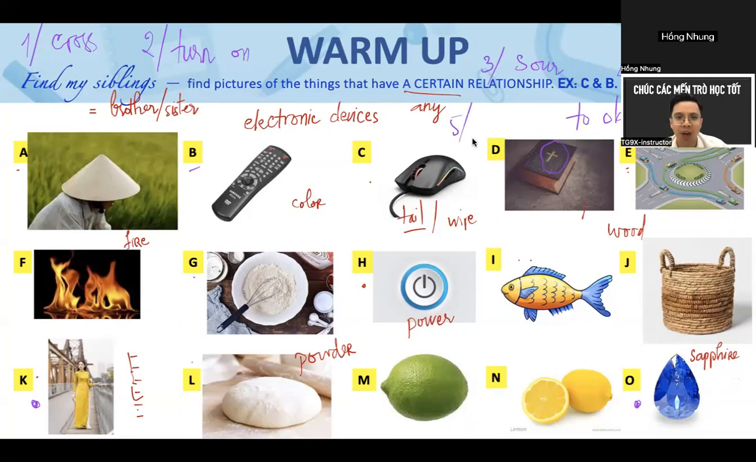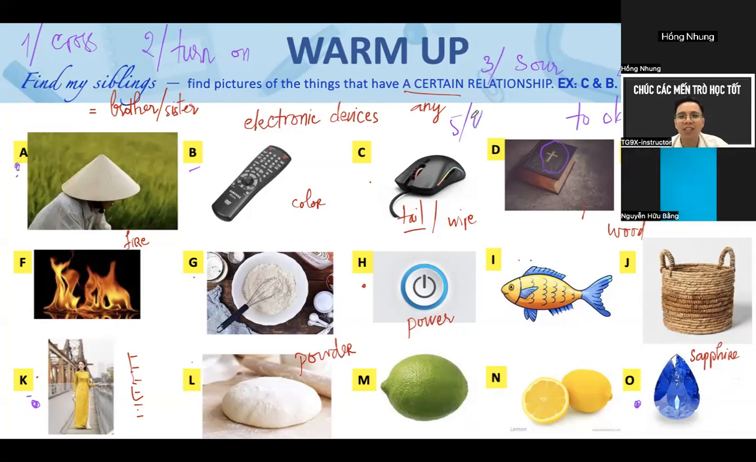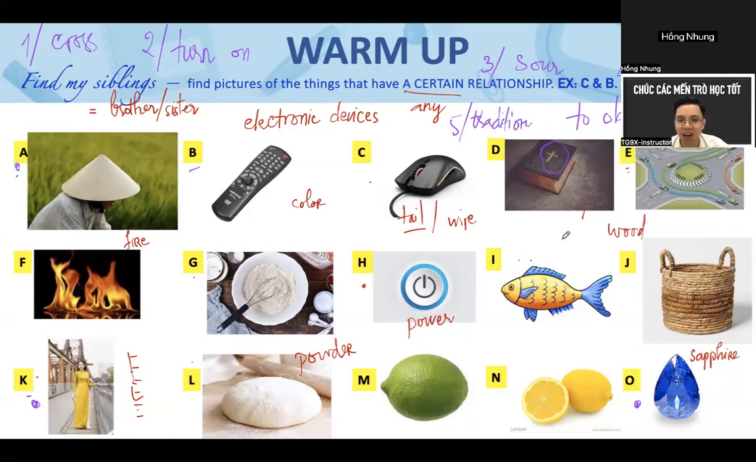Lastly, number 5, chị Nhung. A and K. What's wrong with A and K? They are Vietnamese tradition. I love it. You're talking about tradition, and I always love tradition. I am a traditional person. Thank you. Who else? Any ideas?